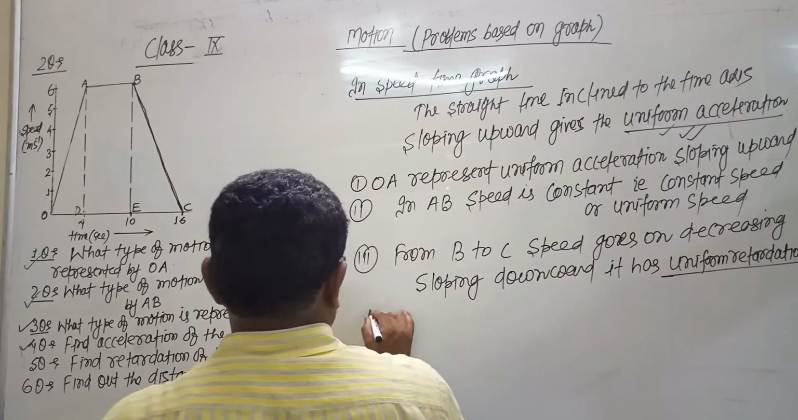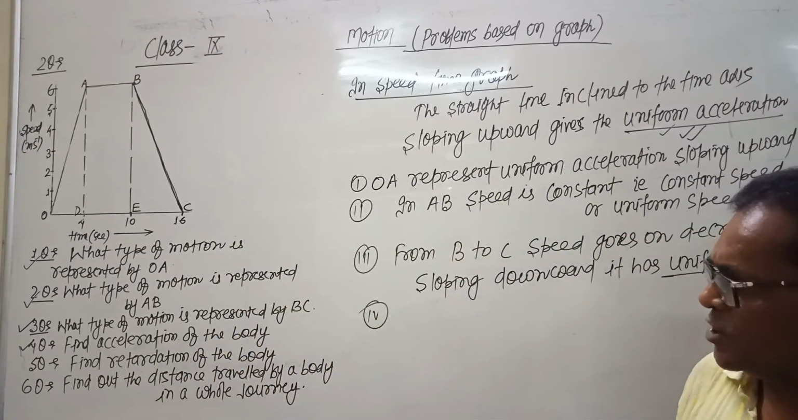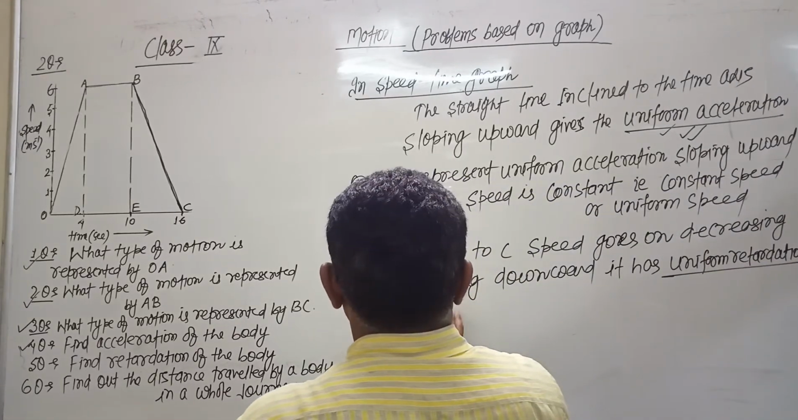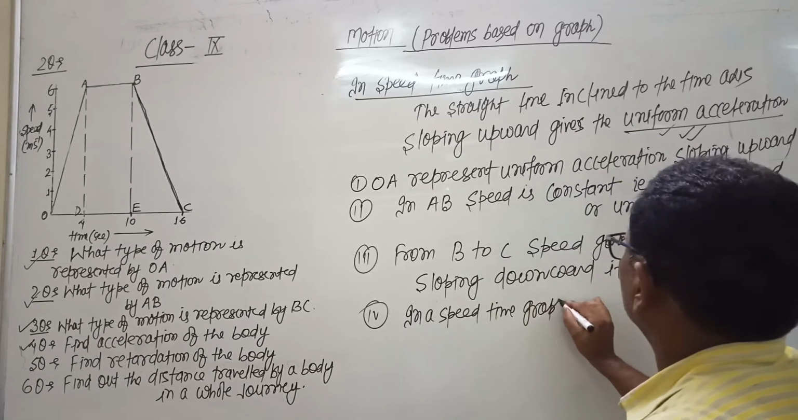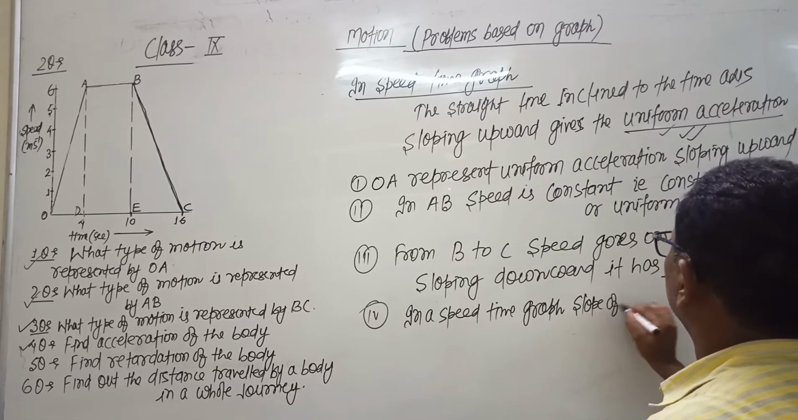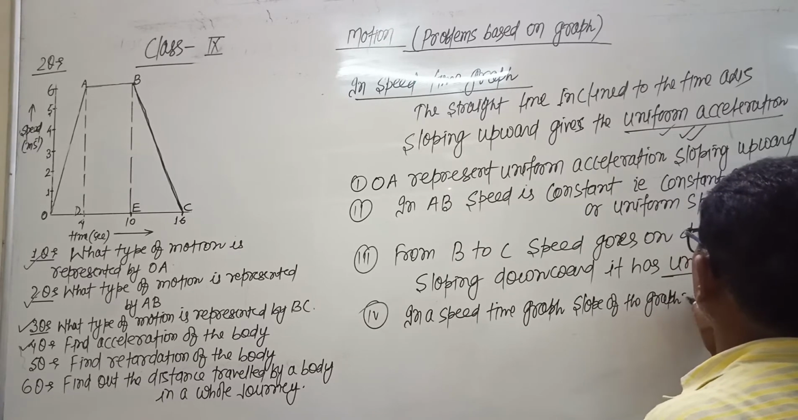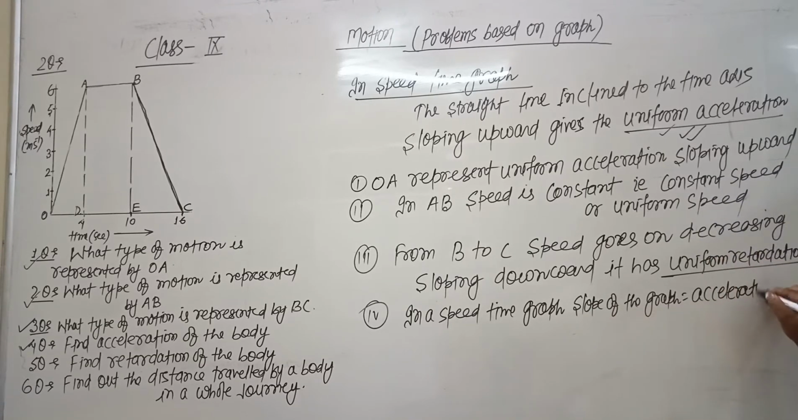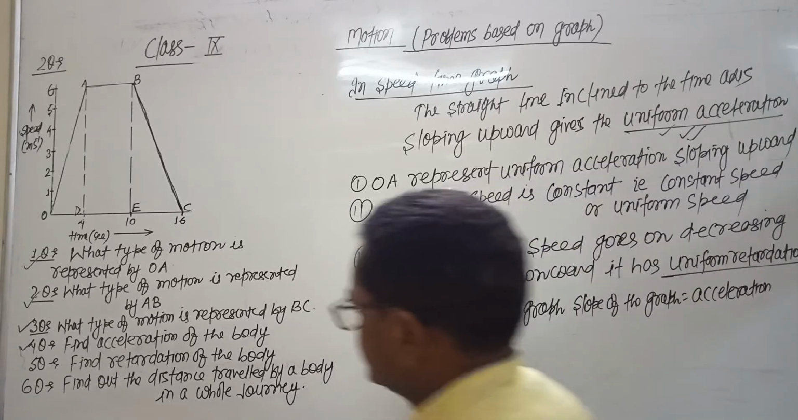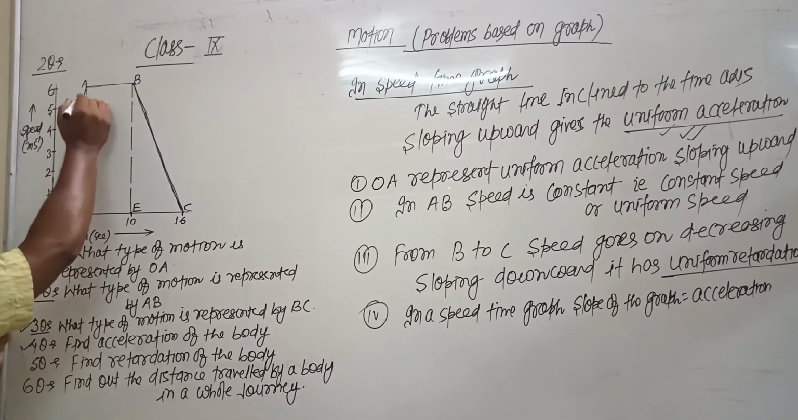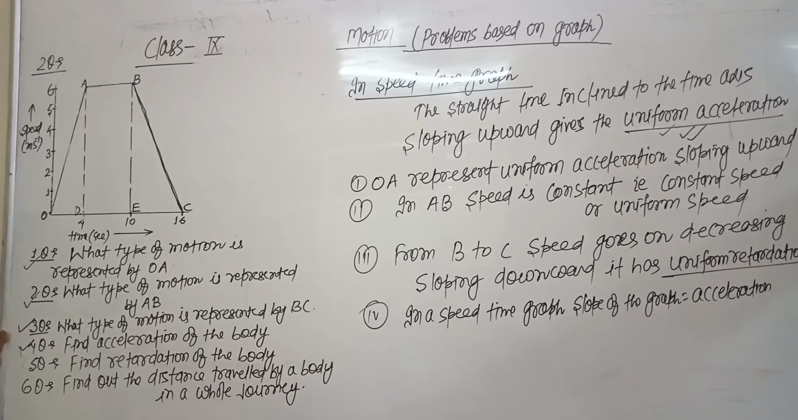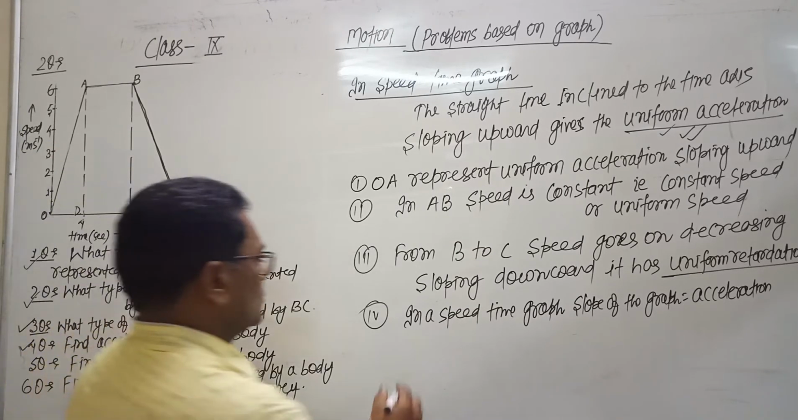In the fourth part we have to find the acceleration of the body, and we know that in a speed time graph, the slope of the graph equals acceleration. In the region from O to A, since speed goes on increasing, there is positive or uniform acceleration.